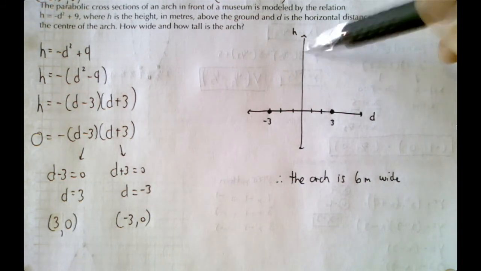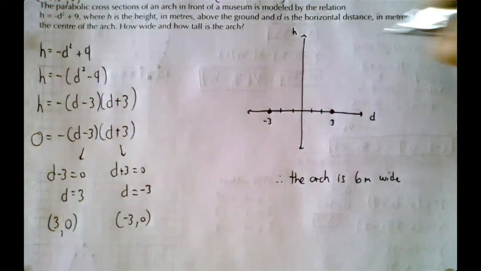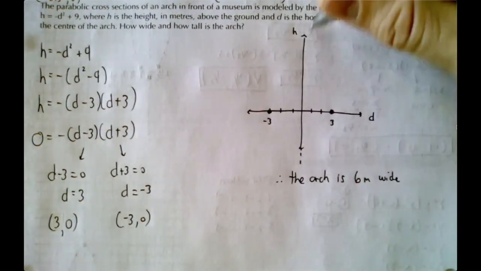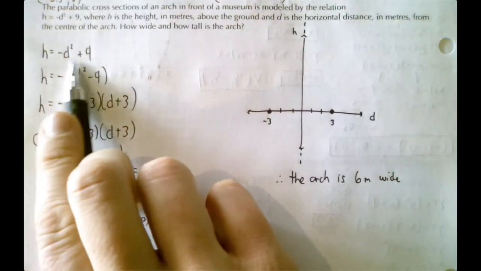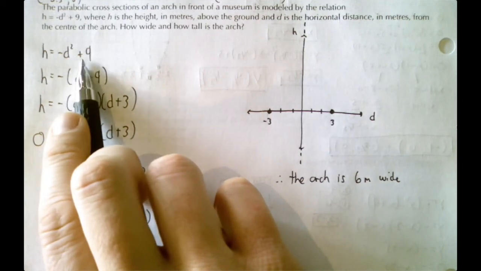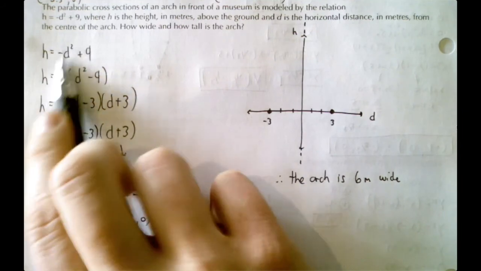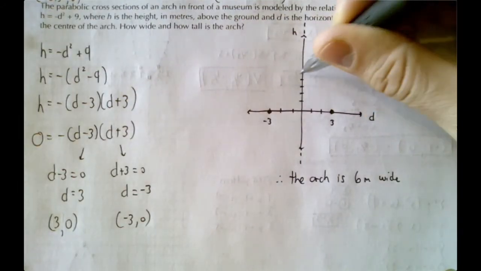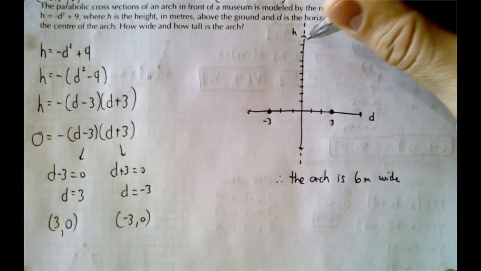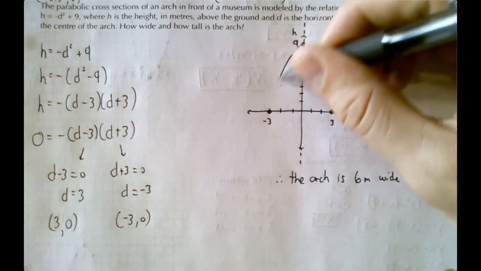We'd probably need to know the vertex. How do you find the vertex? Well, you find the axis of symmetry. Well, the axis of symmetry is right between these spots. Right between 3 and negative 3 is 0. So if we plug 0 into our equation, we should get the vertex. If you plug 0 in, 0 squared is 0, we just end up with 9. 1, 2, 3, 4, 5, 6, 7, 8, 9. And there is our arch.